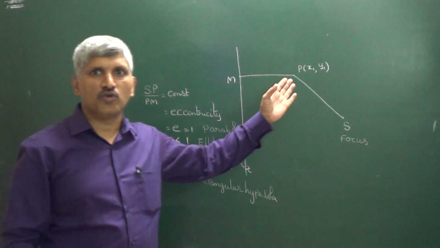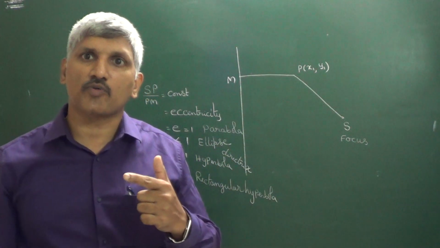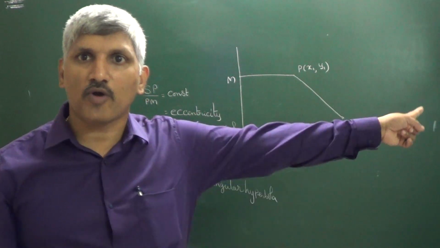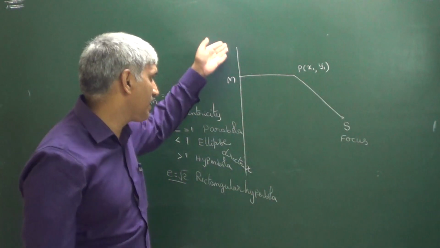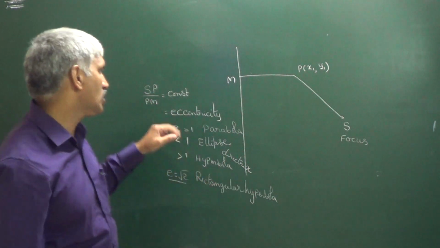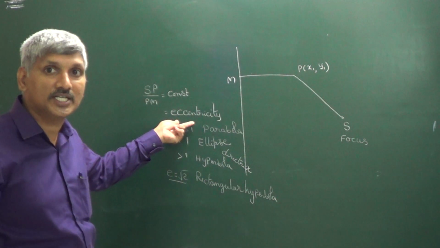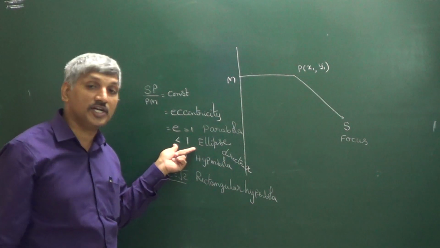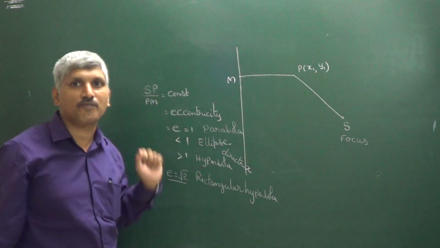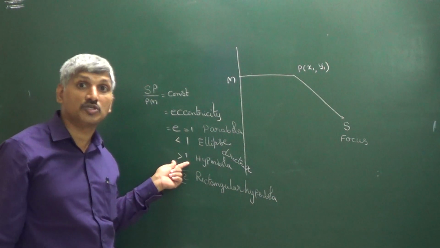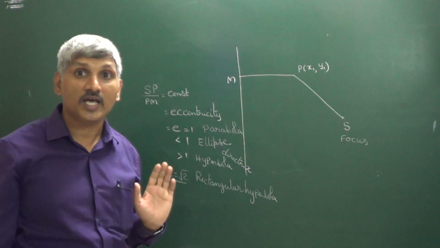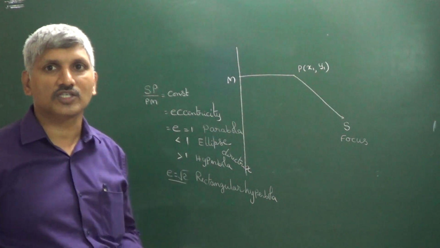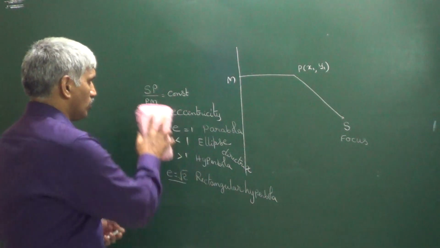So the point P is moving in such a way that its distance from a fixed point always bears a constant ratio to its distance from a fixed line. The fixed point we call the focus, the fixed line the directrix, and the constant ratio the eccentricity. If e equals 1, it is a parabola. If e is less than 1, the locus of P is an ellipse. If e is more than 1, the locus of P is a hyperbola. Especially for e equals root 2, the locus of P is a rectangular hyperbola.